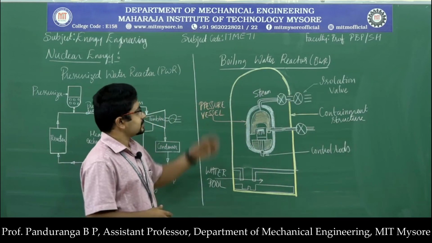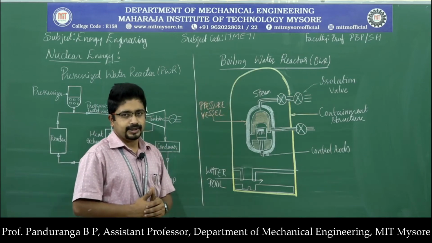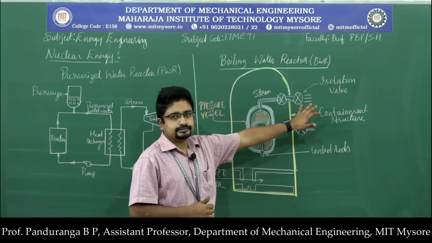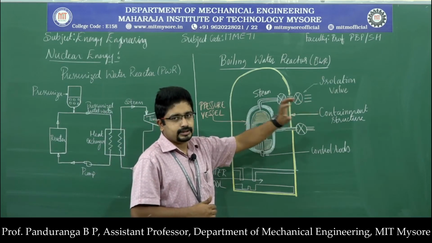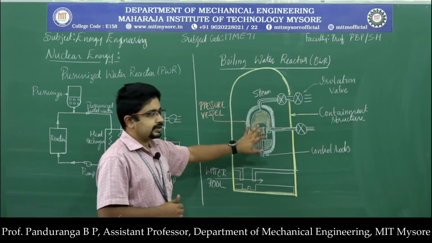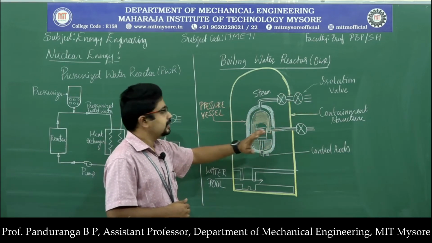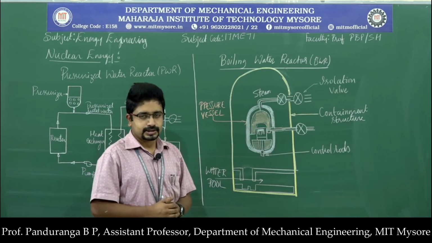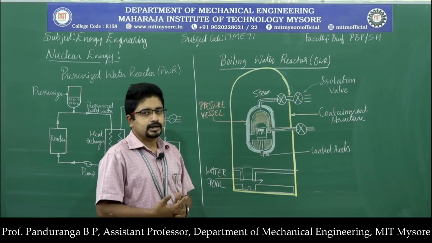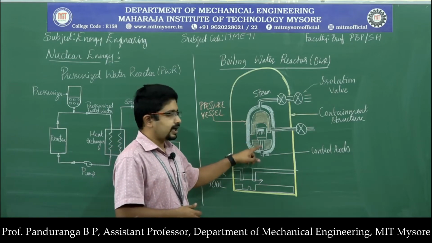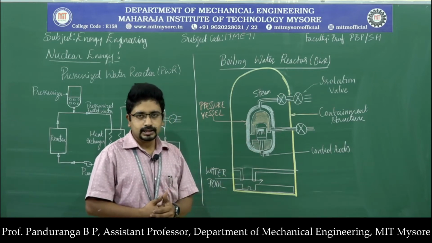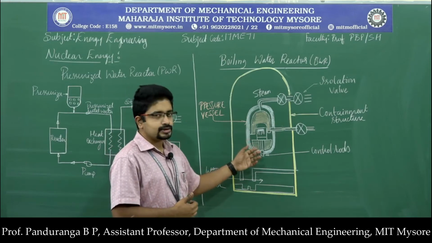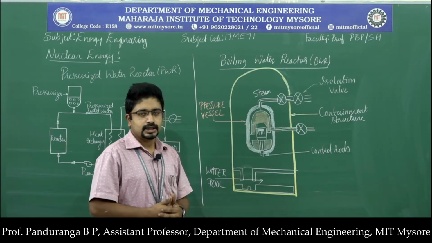Another type of reactor is the boiling water reactor, or BWR. Here I am not showing you the turbine, but this works on the same principle. Here there will be uranium-235 which participates in the fission process and releases energy. So that energy has to be absorbed by a certain coolant. Here the coolant is normal water. Here we can use normal water or heavy water as coolant.